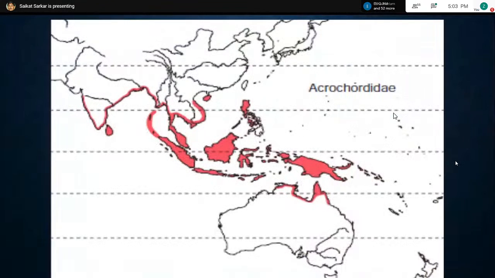And this is the distribution. As you can see, they are found in the coastal areas, and some are found within Java, in Southeast Asia. Within land-locked fresh waters, you can find javanicus.